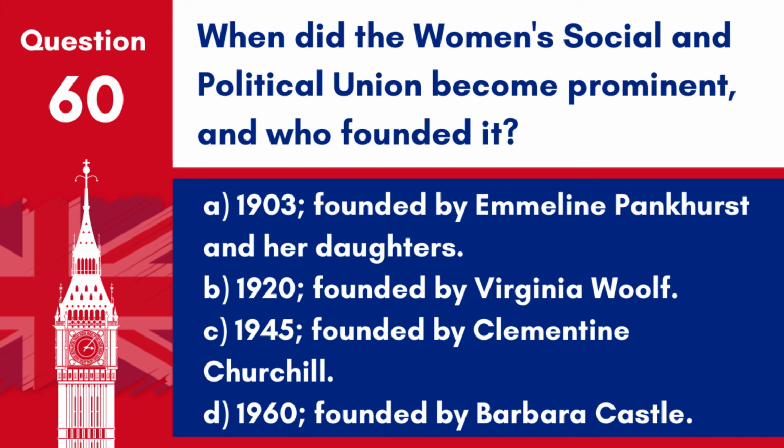Question 60. When did the Women's Social and Political Union become prominent, and who founded it? A. 1903, founded by Emmeline Pankhurst and her daughters. B. 1920, founded by Virginia Woolf. C. 1945, founded by Clementine Churchill. D. 1960, founded by Barbara Castle.